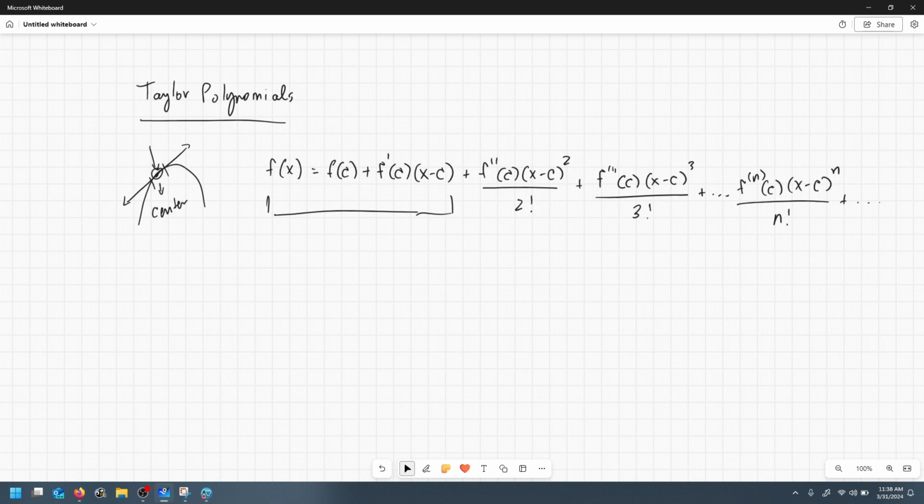It's identical to the tangent line that you've been doing all year. The Taylor polynomial is just different in that it keeps going, and the further you go, the more powerful and more accurately it will approximate the function. Okay, so let's start with a really basic example.